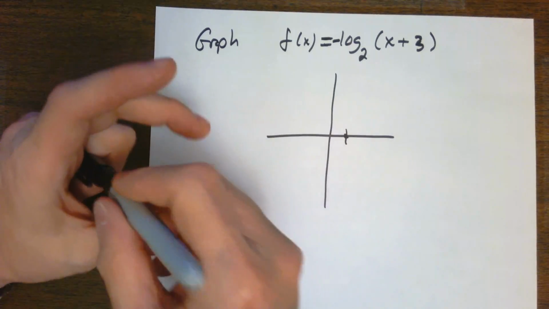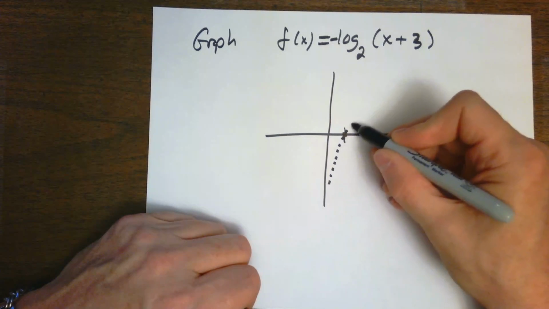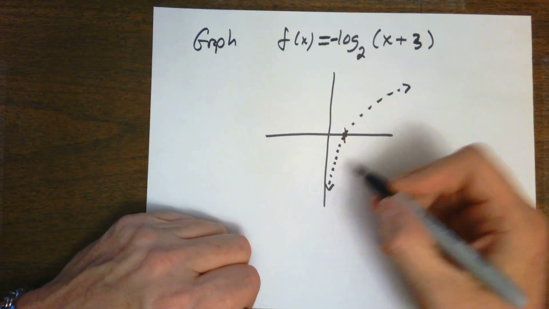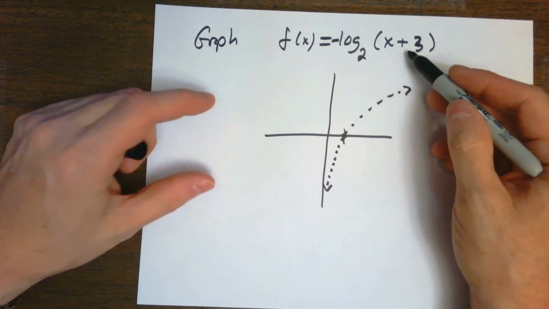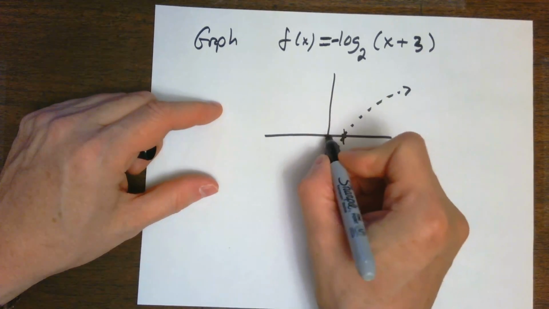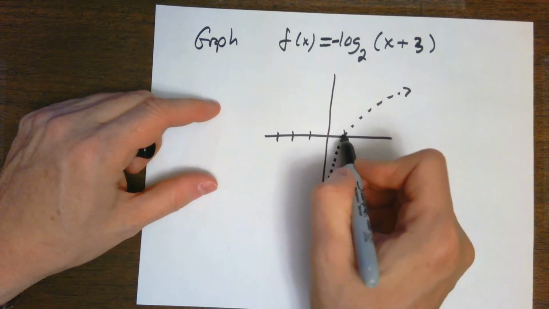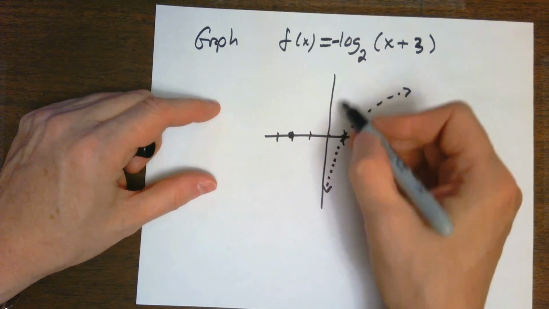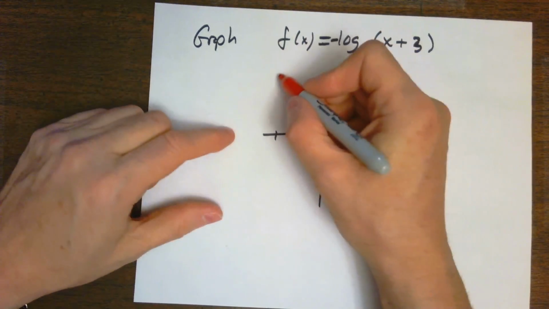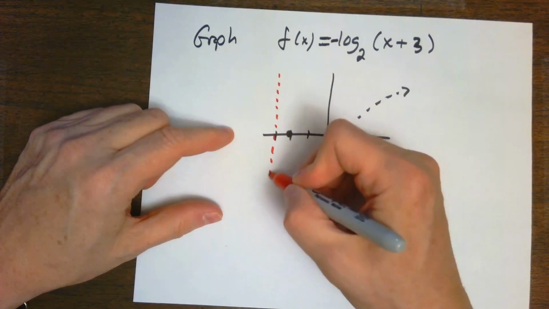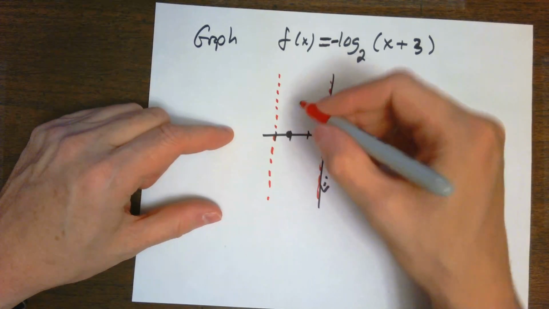So here is my original function. Log base 2 of x looks something like this. But the negative is going to flip it upside down, and then the plus 3 is going to move it 3 that way. 1, 2, 3. So there's my asymptote. Move this point 1, 2, 3. And remember, it's been flipped upside down. So my new function is going to have the asymptote here. It was here. There was the asymptote. It's flipped upside down and moved that way.